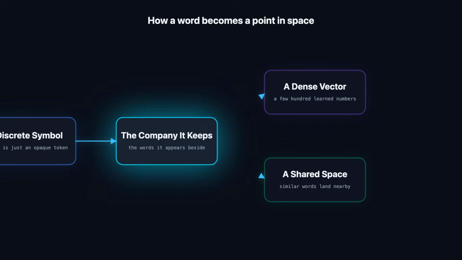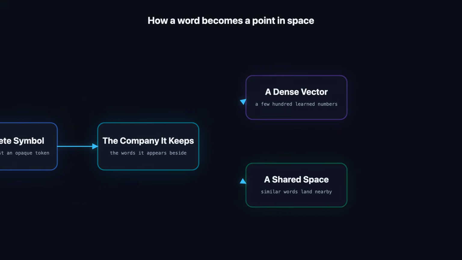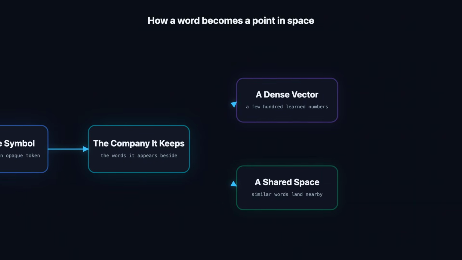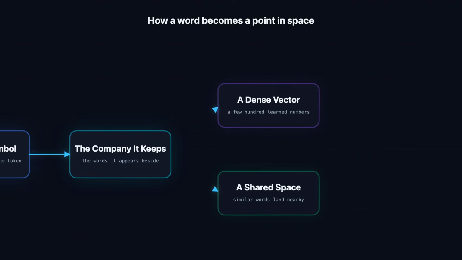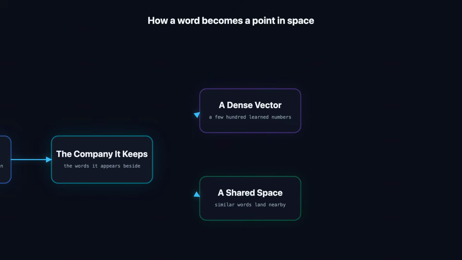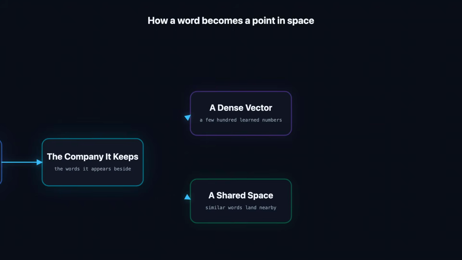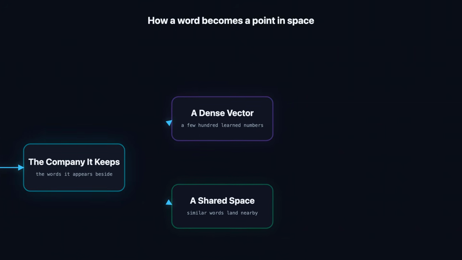So we lean on a famous principle: you shall know a word by the company it keeps. We look at all the contexts a word appears in across a huge corpus, the words that surround it again and again. Cat shows up near purr, fur, and pet. So does kitten. That overlapping company is the raw material for meaning.